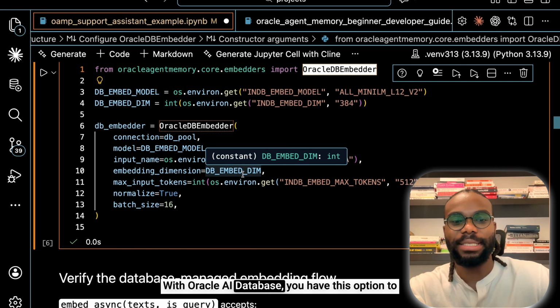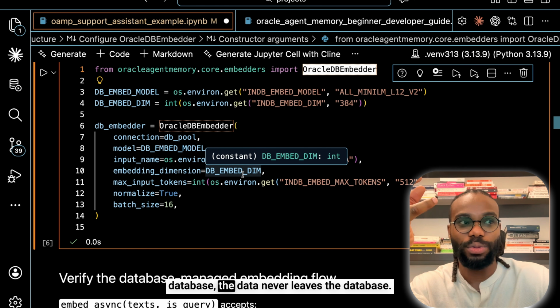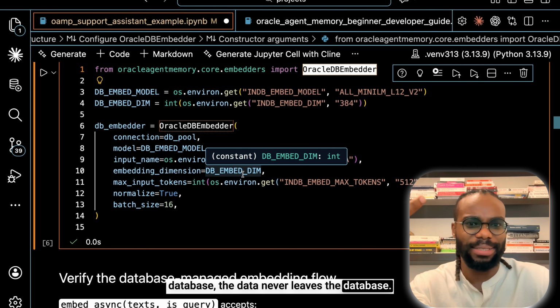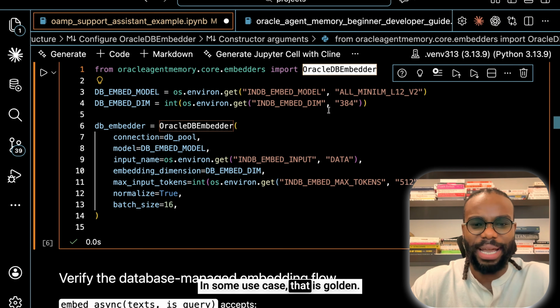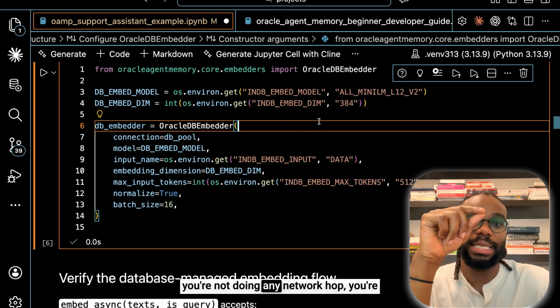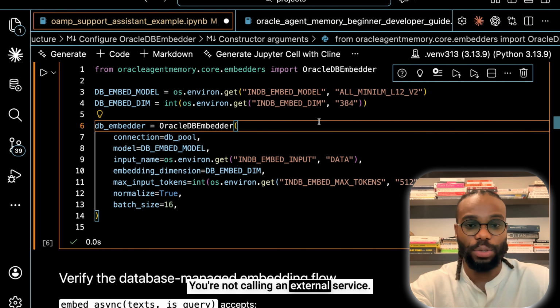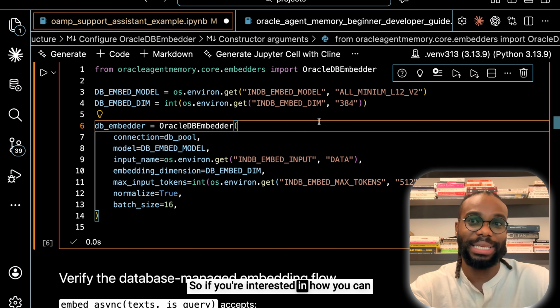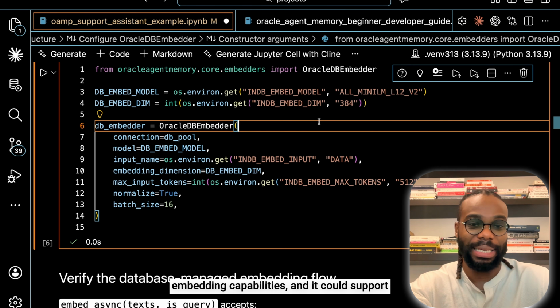With Oracle AI Database, you have the option to have the embedding model live in the database. The data never leaves the database. You don't have to give your data to a third party, if you get what I mean. In some use cases, that is golden. Also, you reduce latency because you're not doing any network hop. You're working within just one system and you're not calling an external service. So if you're interested in how you can reduce latency, you can look for in-database embedding capabilities.